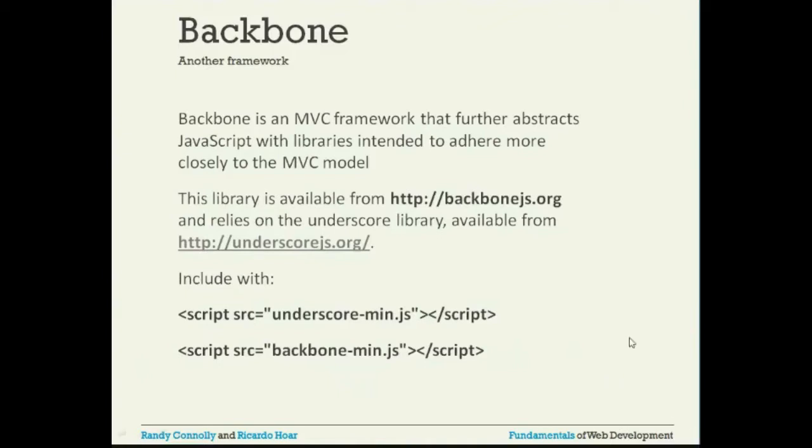This library is available from Backbonejs.org, and it relies on the Underscore library, which is available at underscorejs.org. If you want to include the Backbone framework in your code, you have to include those JavaScripts like this: script src equal to underscore-min.js, and script src equal to backbone-min.js. Those are the two JavaScripts you must include in your code so that you can use the Backbone framework.